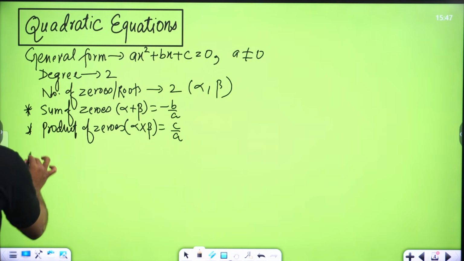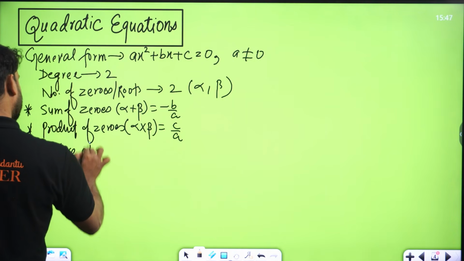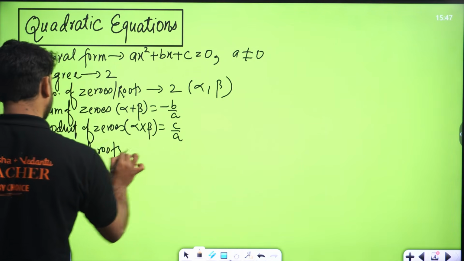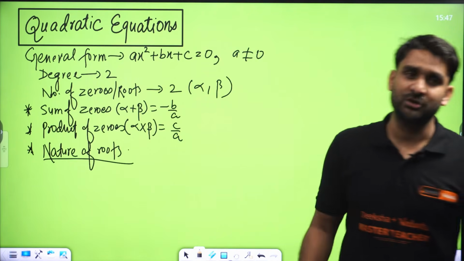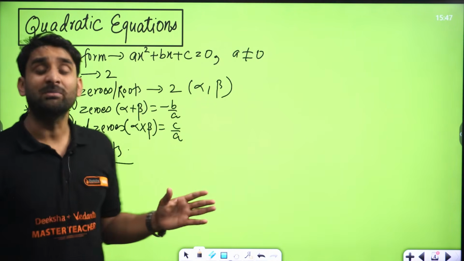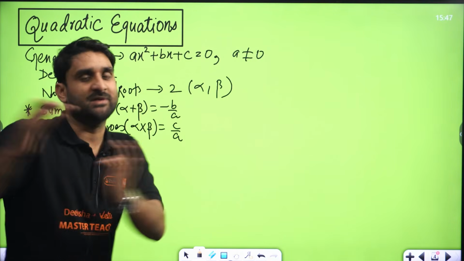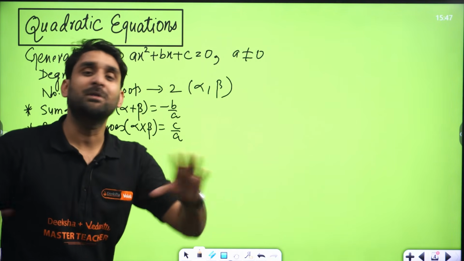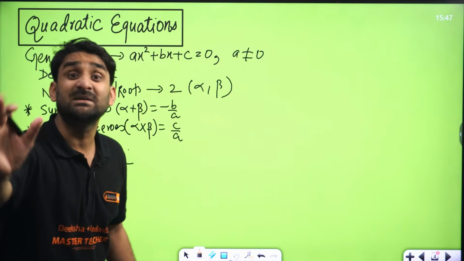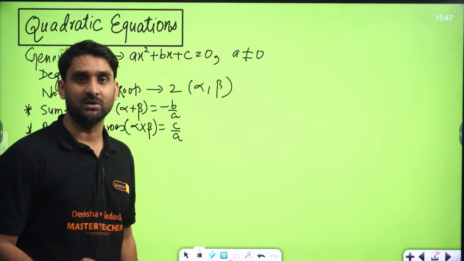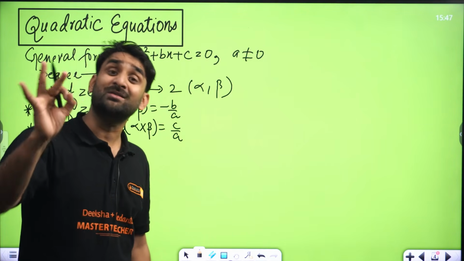Now we talk about the third, which is very important: nature of roots. Nature of roots, my dear. What does nature of roots mean? When you solve a quadratic equation, sometimes alpha and beta both will be similar, like the first zero is 2 and the second zero is 2. Sometimes alpha and beta are different, like the first zero is 2 and the second zero is minus 3. And sometimes you cannot solve the quadratic equation, which means there will be no zeros, no solution. So there are 3 conditions.